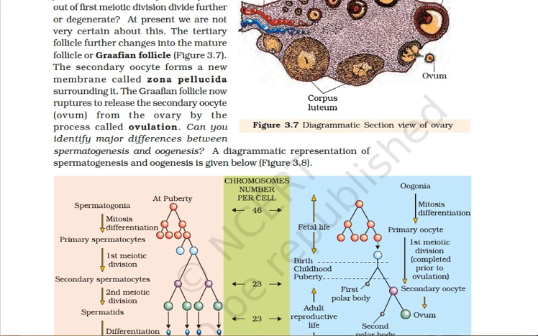I repeat, the egg that is released from the Graafian or the mature follicle during ovulation is actually the secondary oocyte, which has undergone meiosis 1 only, until the metaphase of meiosis 2. The rest of meiosis 2 takes place only at the time of fertilization. Point to be noted here.